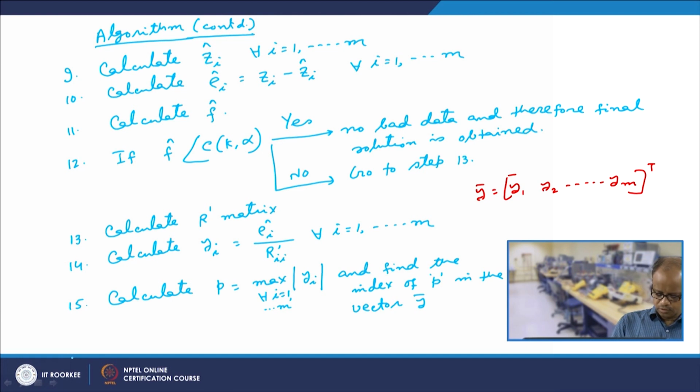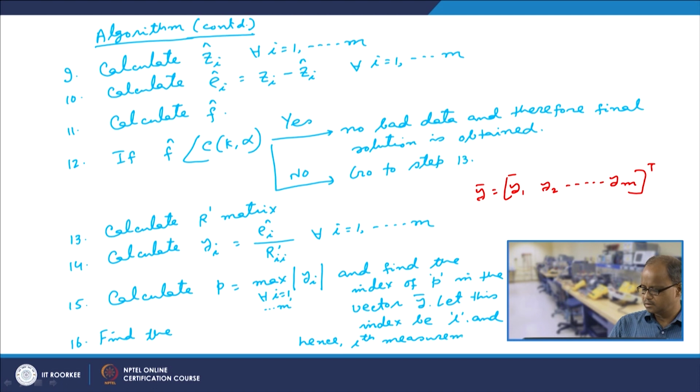Now after that, we find the location. Let this index be L, and hence the Lth measurement is bad. So then, therefore, what do we do?